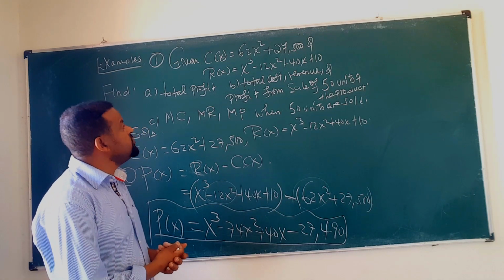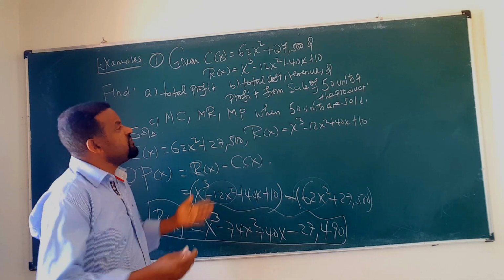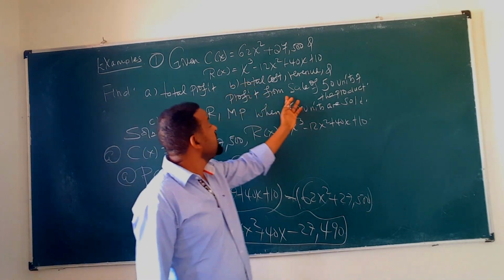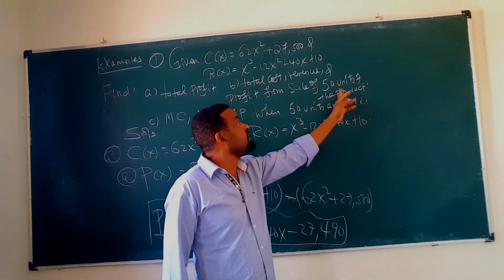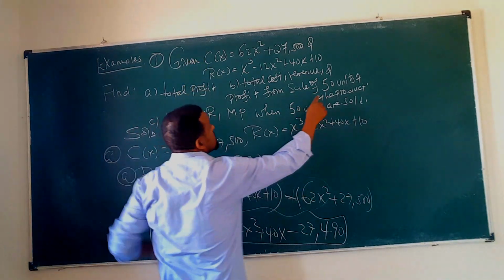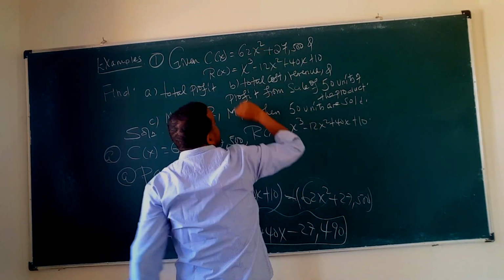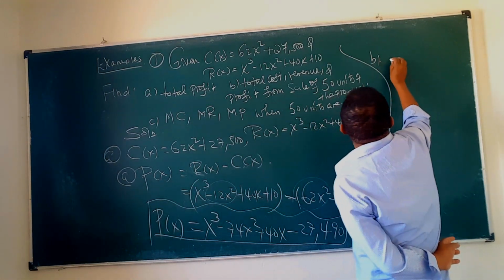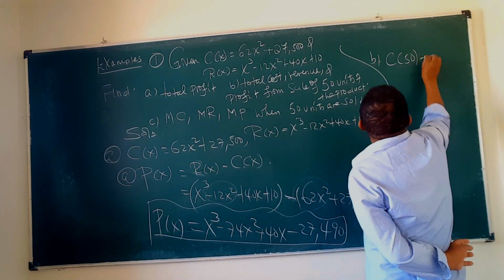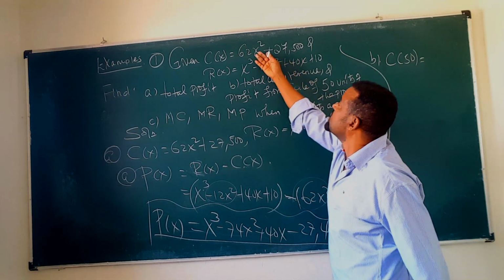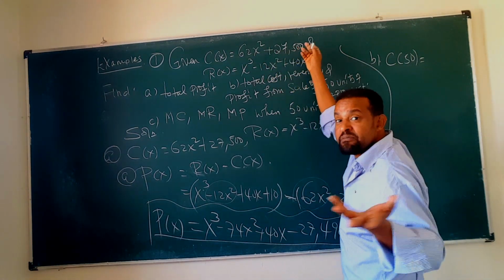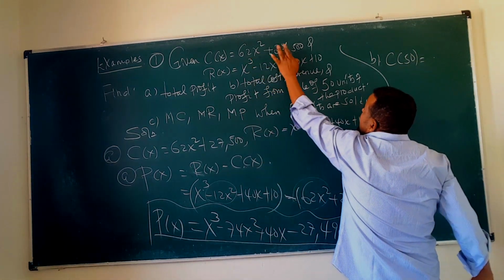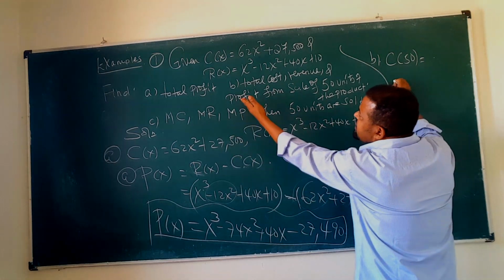Then the next is, what is the total cost, revenue and profit from the sale of 50 units? It's very simple. Total cost from the sale of 50 units of the product, so in the total cost function you insert 50 in place of x. Question number b, of course, that is C of 50, so which is C of 50.